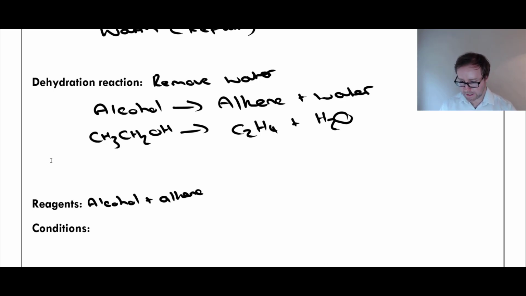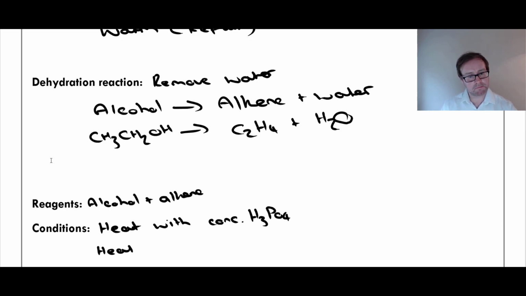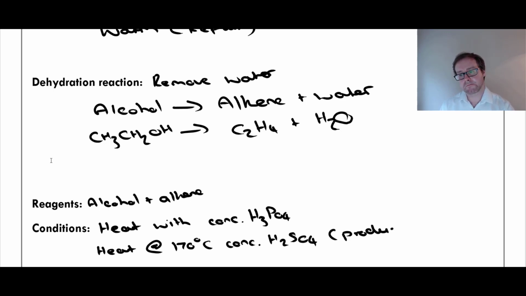Reagents, obviously an alcohol and alkene. To get this, I would need either heat with concentrated H3PO4, or I could heat at 170 or 180 degrees with concentrated H2SO4. However, this produces multiple products, so isn't the best way to do any synthesis reactions.